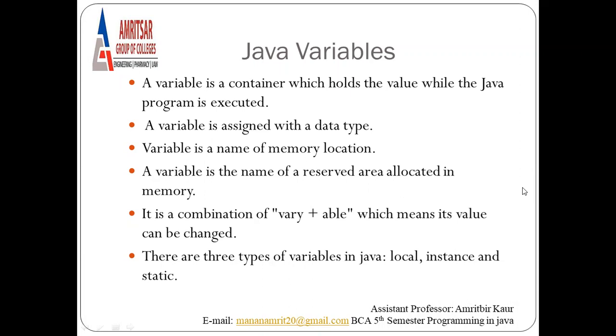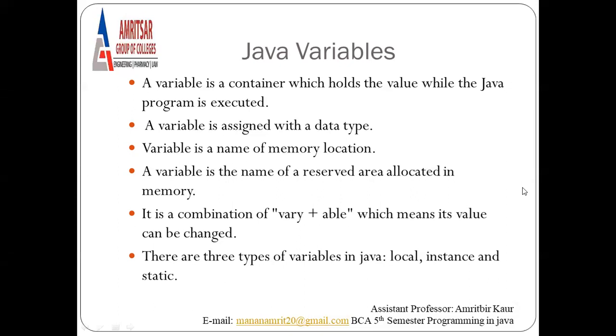A variable is assigned a data type. When we declare a variable, we assign a variable name with the data type. A variable is the name of a memory location where we can store our values. It is the name of a reserved area allocated in memory. It is a combination of vary and able, which means its value can be changed. Firstly, we declare a variable and initialize it. After that, when we perform any operation on the variable, its value can be changed.